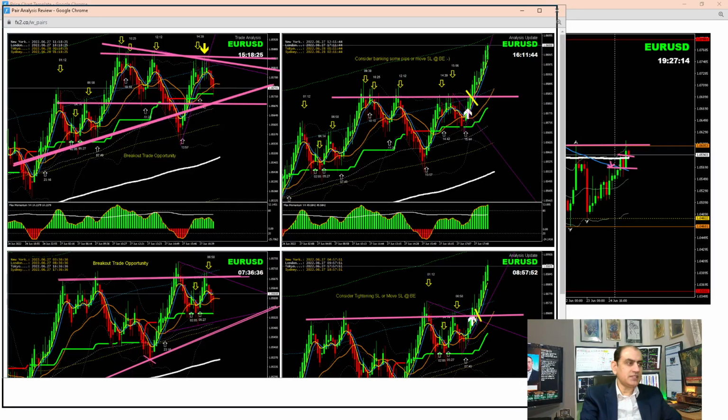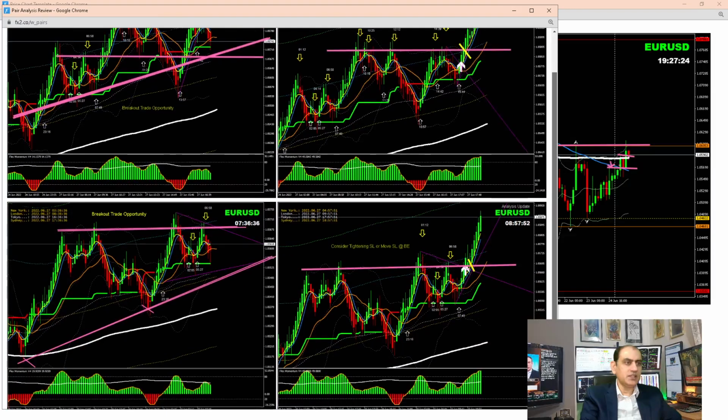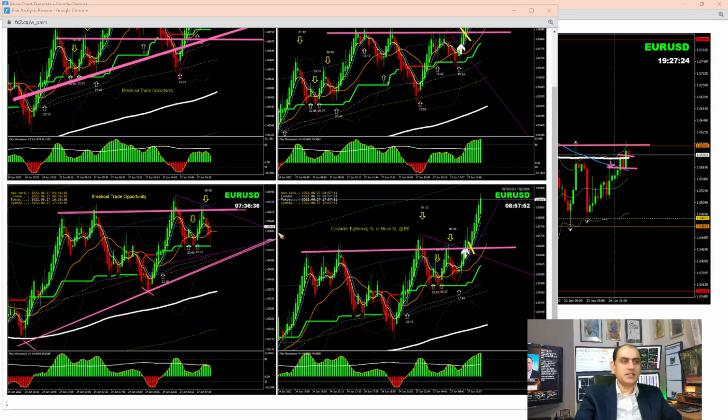That was pretty straightforward, as you can see here. This was the analysis just before London Open, guys. You can see at 7:36 I did this analysis. Look for this breakout. Momentum was bullish. That was a pretty straightforward breakout. As soon as the price hit target, we banked some profit on Euro USD.